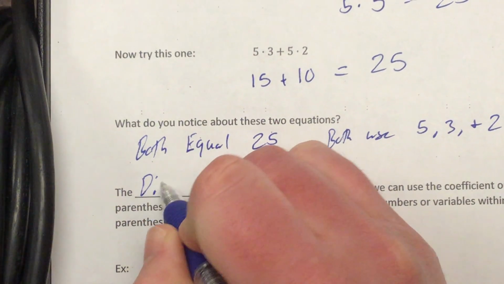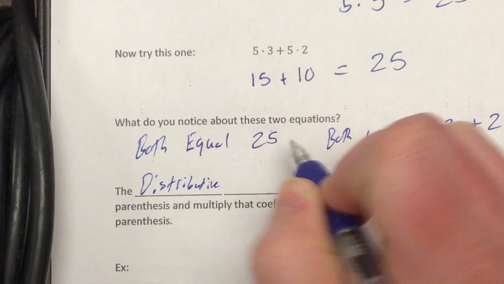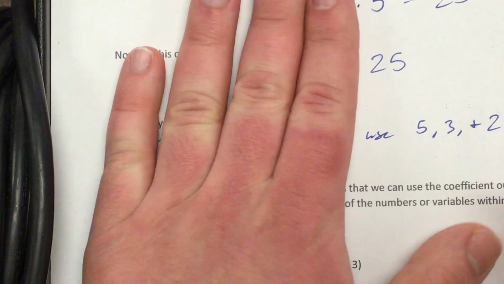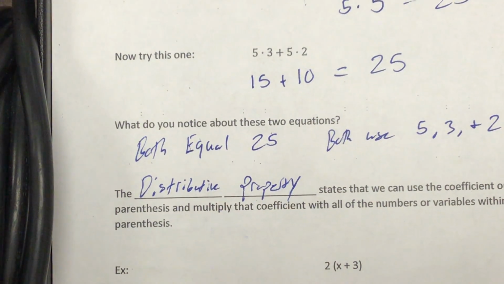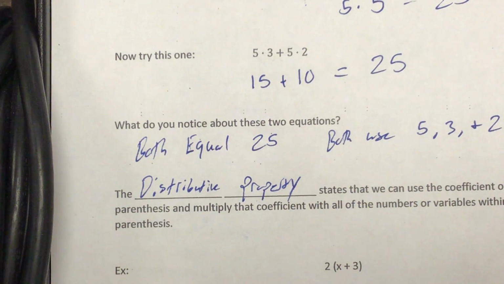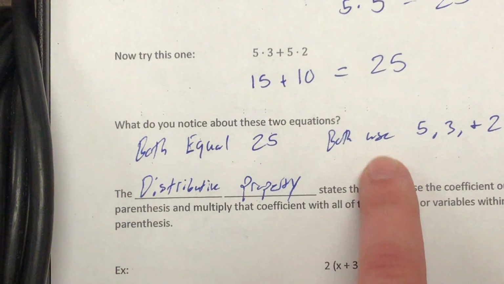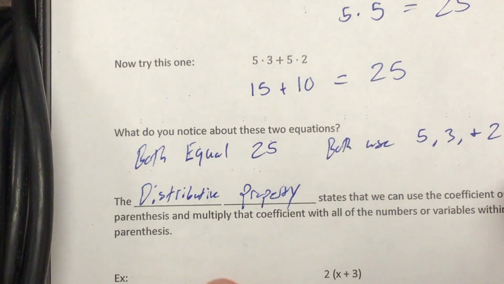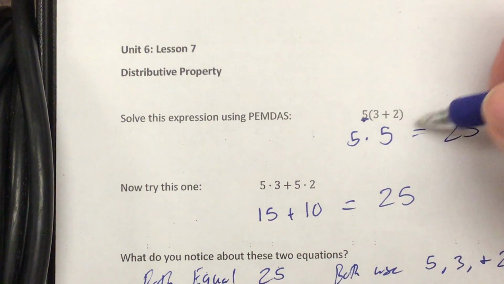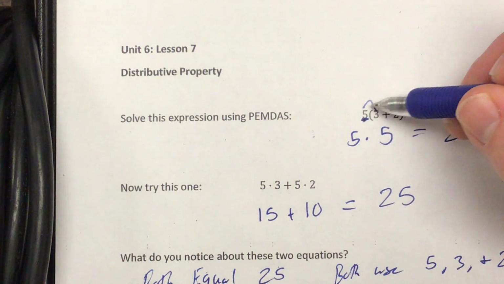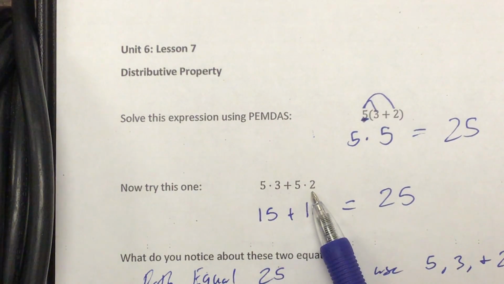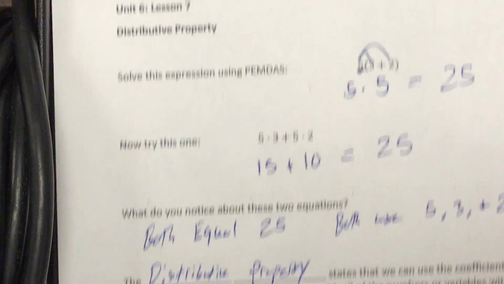So this next blank says the distributive property. What goes there, Landon? What did I just say? The distributive property states that we can use the coefficient outside the parentheses and multiply that coefficient with all the numbers or variables within the parentheses. It's a little confusing, but basically what we just did is we took the coefficient out front and multiplied it by everything in the parentheses. So we took 5 times 3, and we took 5 times 2, and we added those. Here we have 5 times 3 plus 5 times 2. So that's our distributive property.